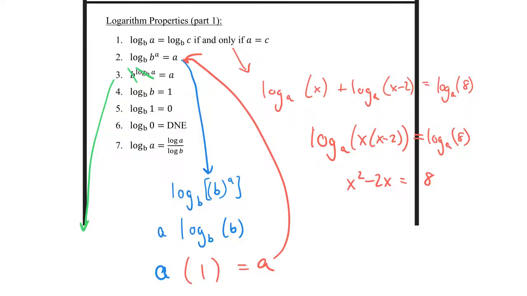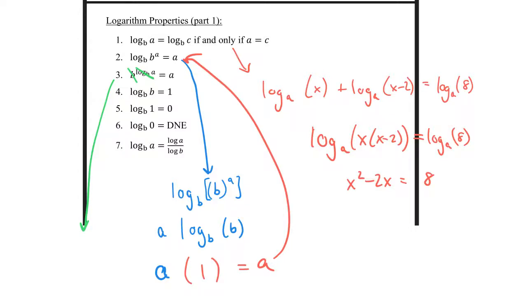So what Valentina is asking is this. When you get an answer, you have to check the answer. If the answer makes this or this negative, it is not acceptable. So, for example, let's say the answer to this is x equals 1. It's not. Let's say it's x equals 1. Does 1 work here? 1 minus 2 is negative 1. You can't do the log of a negative number.